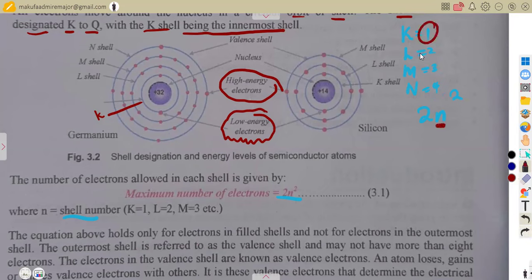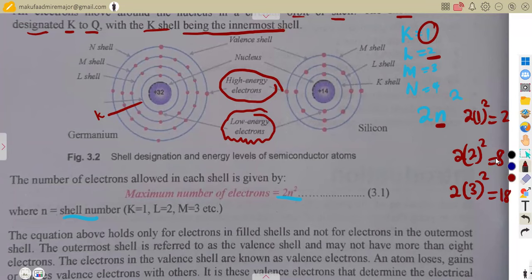If n is 1, which is the innermost shell, it's going to be 2 times 1 squared, which is 2. If you're talking about the second one, 2 times 2 squared, that is 4 times 2, which is 8, and so on. 2 times 3 squared, 3 squared is 9, 9 times 2 is 18, and so on. So these are the maximum numbers of electrons that we have in each shell.